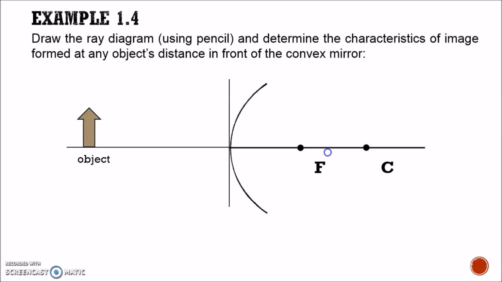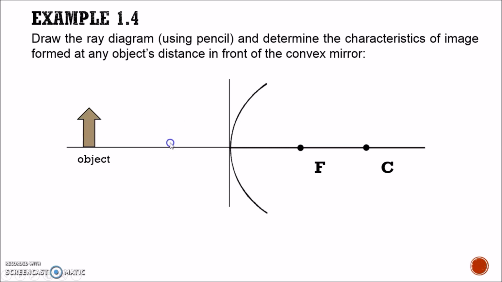For example 1.4, draw the ray diagram using pencil and determine the characteristics of image formed at any object distance in front of the convex mirror. Why does concave mirror have a few cases, while for convex mirror there's only one case at any distance in front of the convex mirror? It is because concave mirror has point C and point F in front of it, while for convex mirror there is no point in front of the mirror because point F and point C are situated behind the mirror. So we can put the object at any distance.